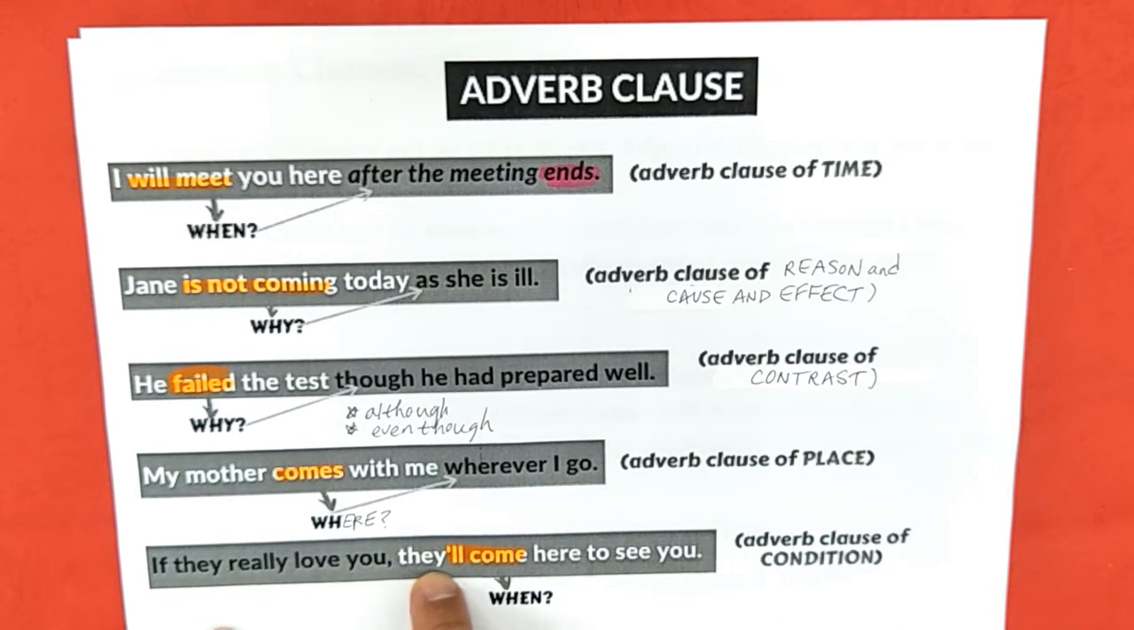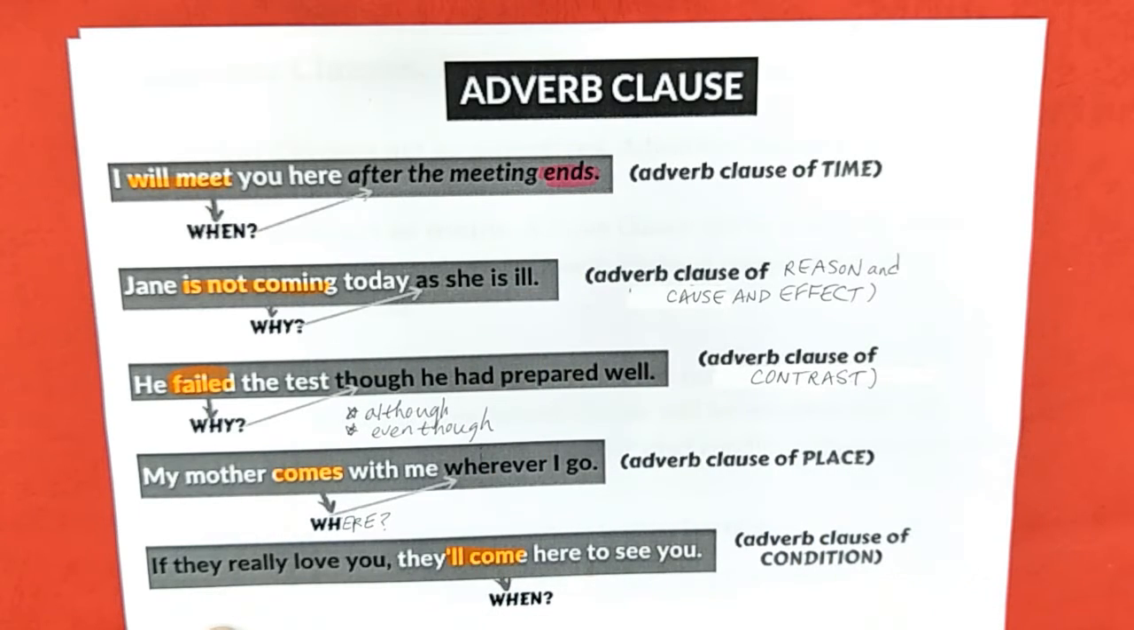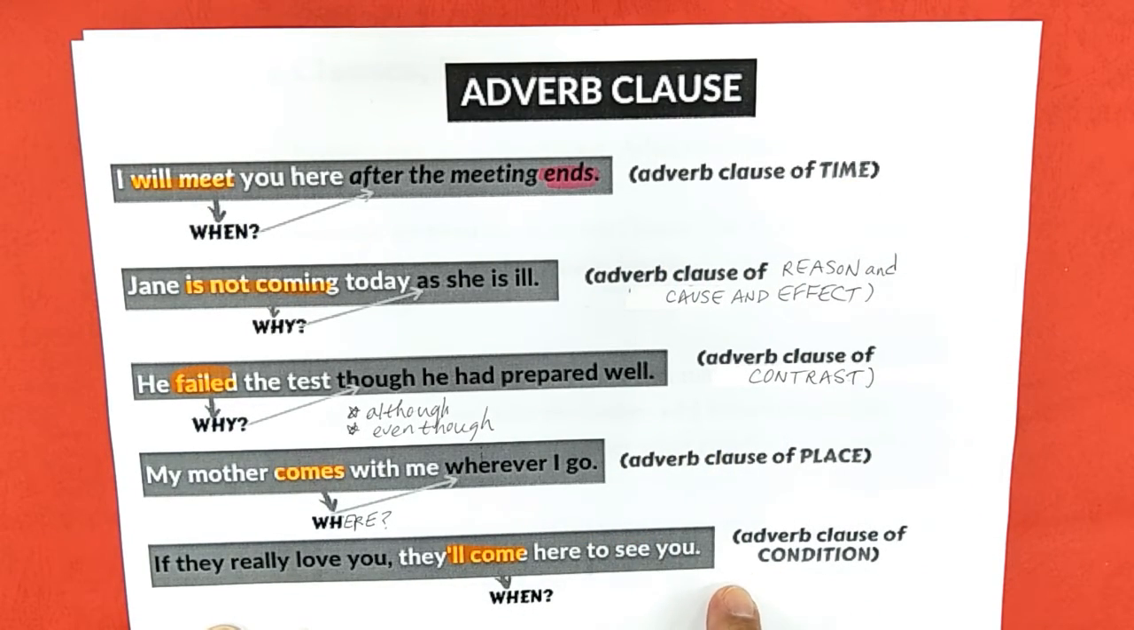If they really love you, they'll come here to see you. Will come. That's a future. That's simple future. This is the main part of the sentence. This is the main sentence. They will come here to see you. This just tells you under what condition. This is the clause. Notice, if they really love you. Love here is simple present. Ends is simple present. You cannot have future in a clause, especially adverb clause of time and adverb clause of condition. Okay? Don't forget that rule.